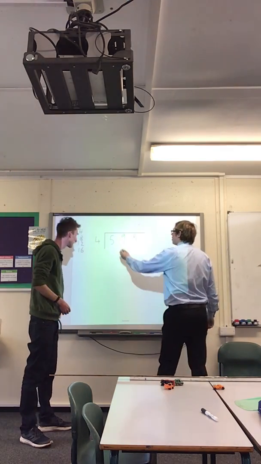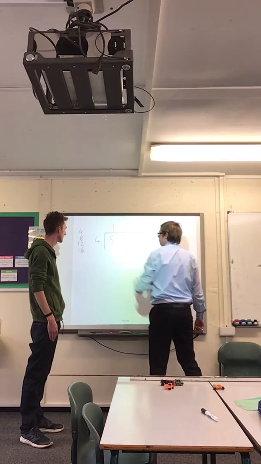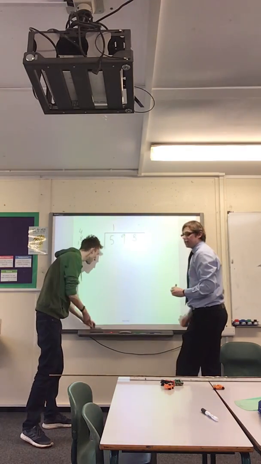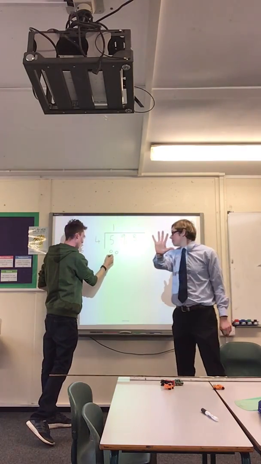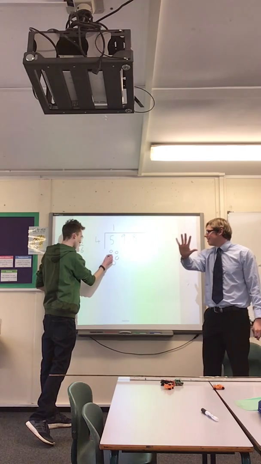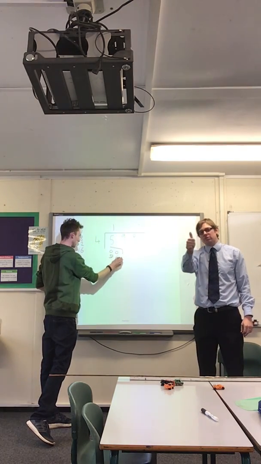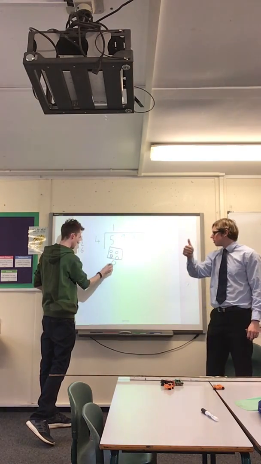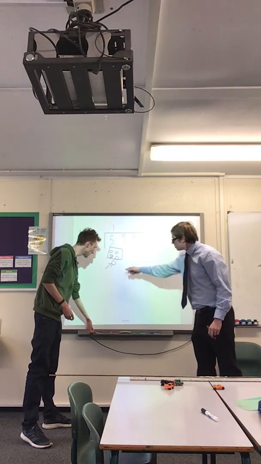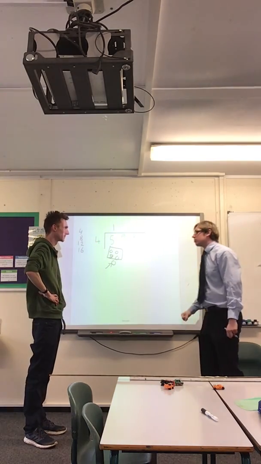So, 4's into 5, there is 1 lot of 4 in 5. Now, here's the problem. Here's 5. If I take that 4 away, I'm still left with 1, as Mr. Ward has beautifully illustrated there. Thank you very much, Mr. Ward.